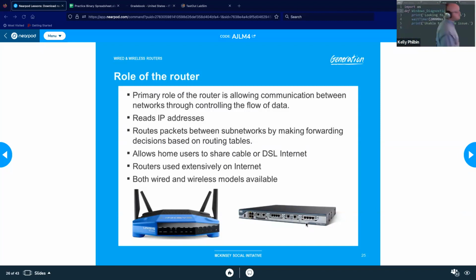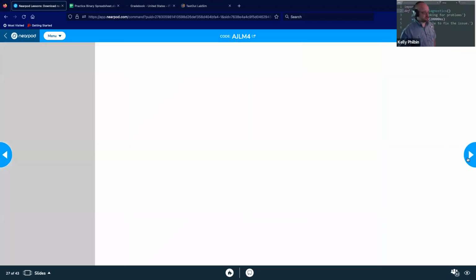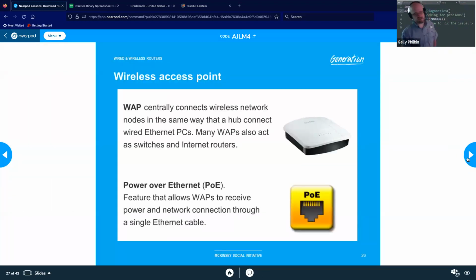It also allows us to share singular connections, where we can have a multitude of computers hooked up to a single router sharing a single IP, which is pretty nice and allows for more efficient use of addressing. And they have both wired and wireless versions available. Most do both, with the exception of the enterprise ones. Those tend to be single use.